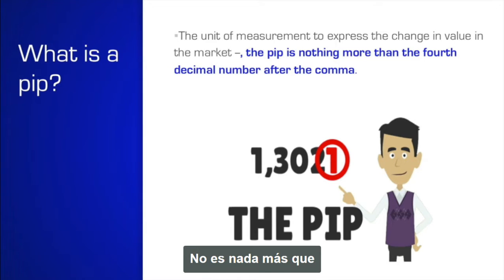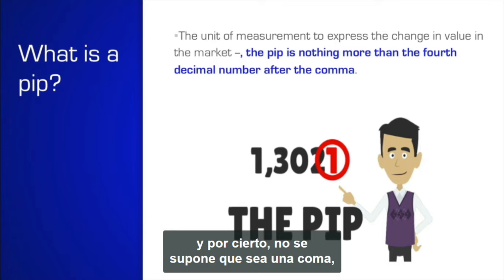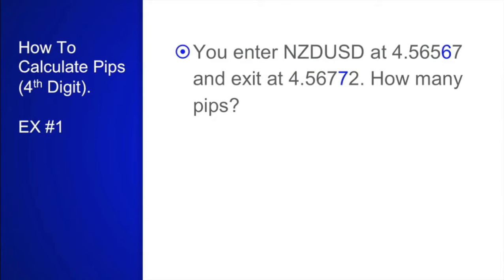It is nothing more than the fourth decimal number after the decimal point. You see in this picture here, 1.3021. The 1 is the pip position. Now you know what a pip is.